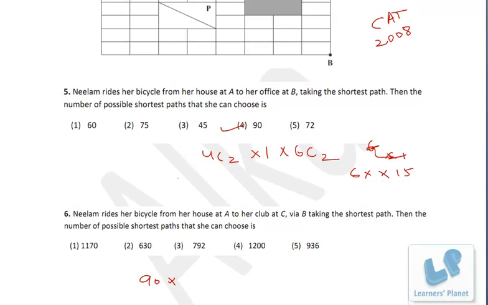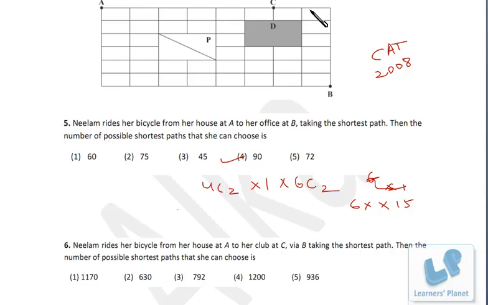After that, the other thing, from B to C, right? Now if she goes via this corner, there's just one way, right? Just one way for the shortest path. Or the other way is, first of all she goes to this corner. That means she has to cross how many steps? 1, 2, 3, 4, 5, 6. So she has to cross this 6 by 1 grid, right?